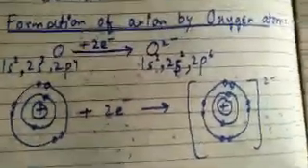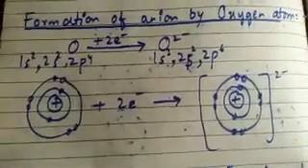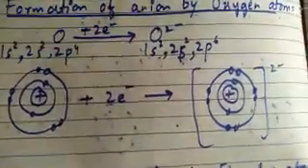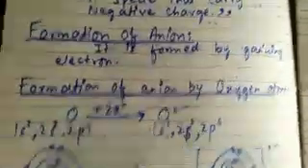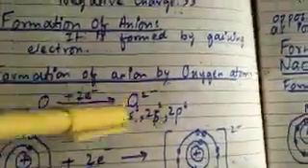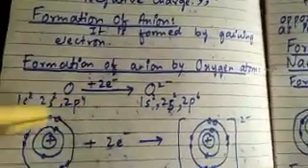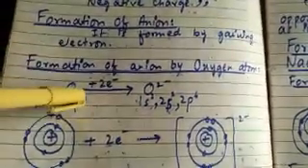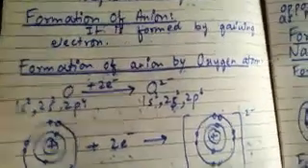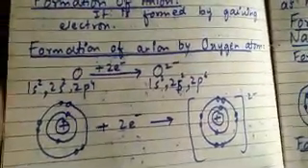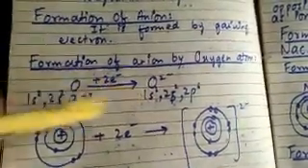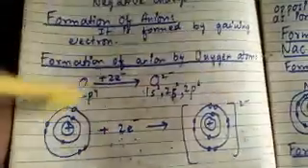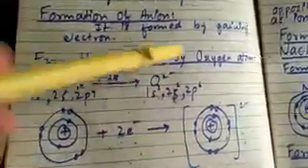Now you will see the formation of an anion by the oxygen atom. As I have discussed in the formation, it is formed by gaining electrons. So oxygen gains 2 electrons and gets a negative charge. This is the electronic configuration representation: in its last shell, the p subshell has 4 electrons, and you know that p is full when it has 6 electrons. So when it has 4 and gains 2 electrons, it becomes 6. This is the electronic configuration representation of the formation of an anion by the oxygen atom.